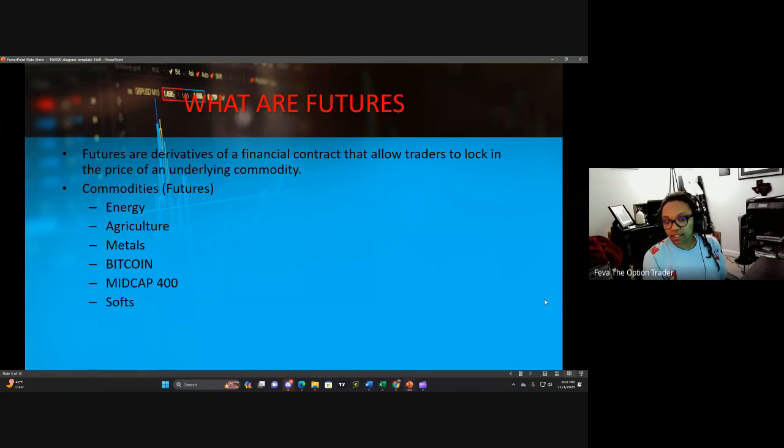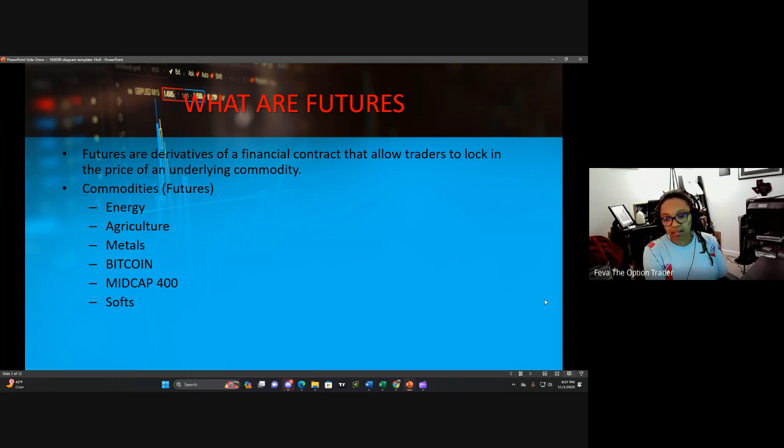So futures, what are they? They're a derivative of a financial contract that allows traders to lock in the price of an underlying commodity. And what do they mean by commodity? You have different futures. You have energy, which consists of crude oil and natural gas. You have agricultural. You have metals, which is copper, silver, platinum, gold. You have Bitcoin, which you can trade some of it, not all of it, and you can also trade Ethereum. And you have the mid cap 400s. You have softs, which consist of cotton, coffee, sugar, different things like that that you can trade also.